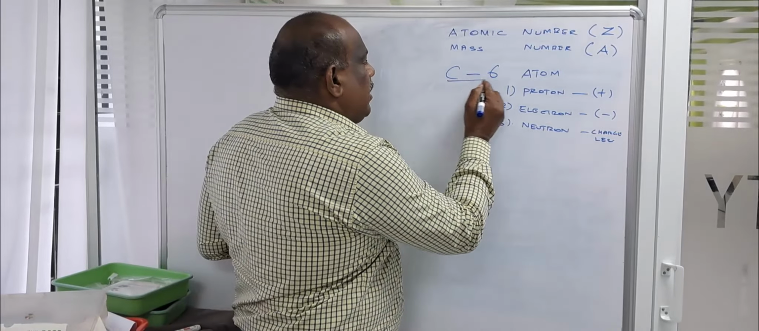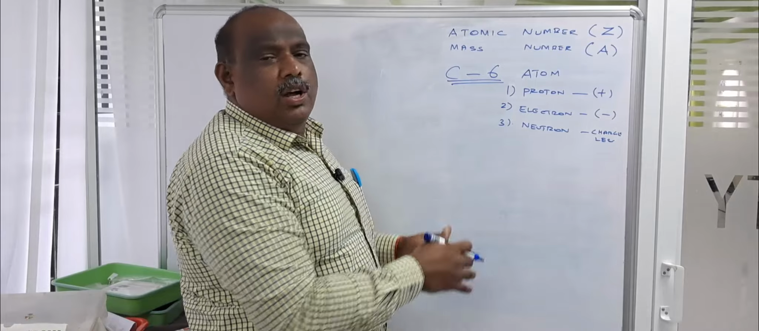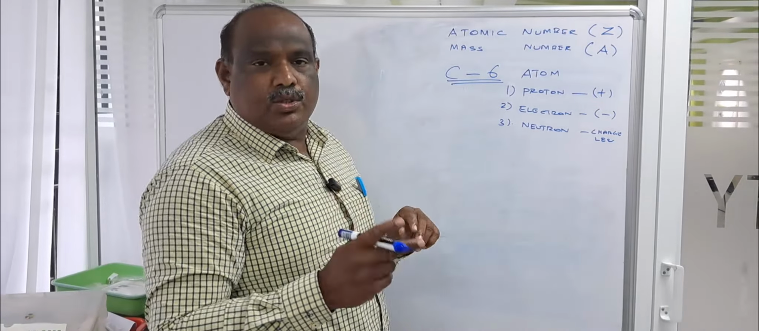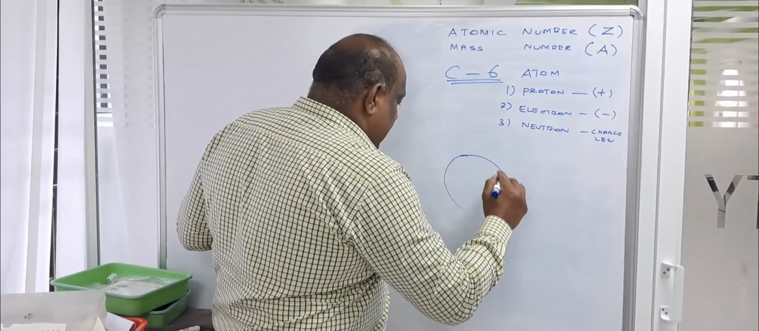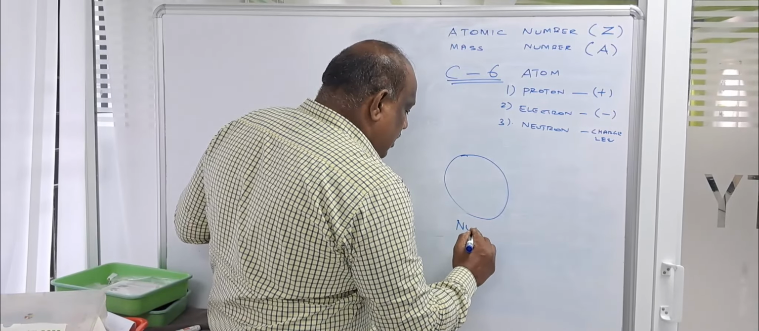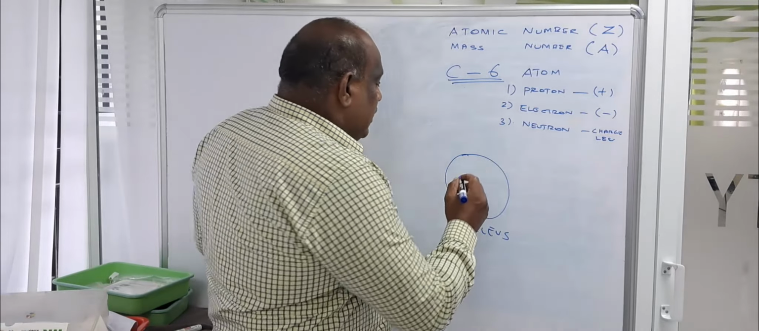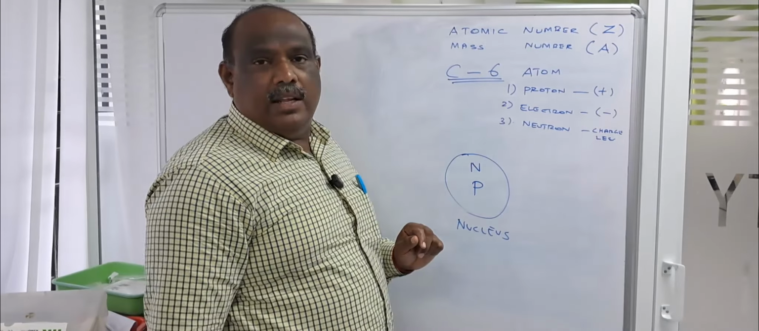What does this atomic number 6 mean? If I'm going to take any atom, whether it's carbon, hydrogen, helium, lithium, beryllium, any atom, it has two components. The first component is the nucleus. In the nucleus, there will be neutrons and protons.